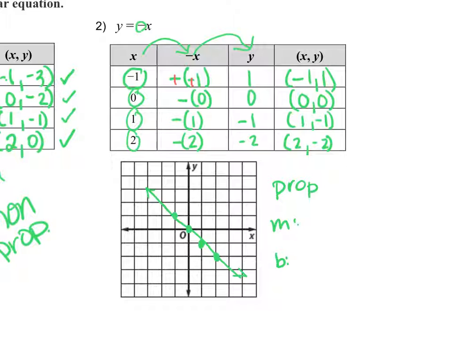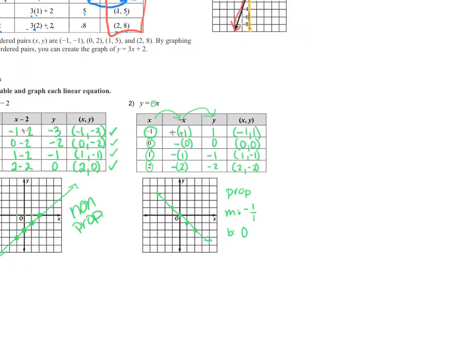Which is before the X? What's before the X? Negative 1 over 1. And what's my B? 0. Why is it 0? There's no B, so it goes through 0, 0. That's where it's going to cross that y-axis at, okay?